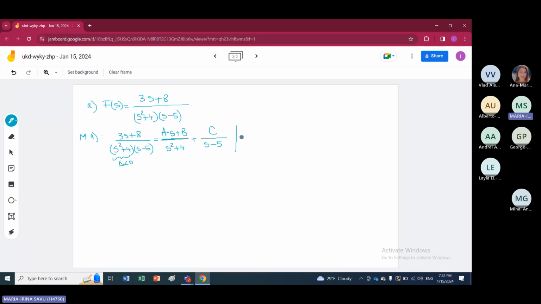Now we are to multiply this expression by the denominator of the first fraction. And we get that 3s plus 8 equals a times s plus b times s minus 5 plus c times s squared plus 4. How do we find a, b, and c now?